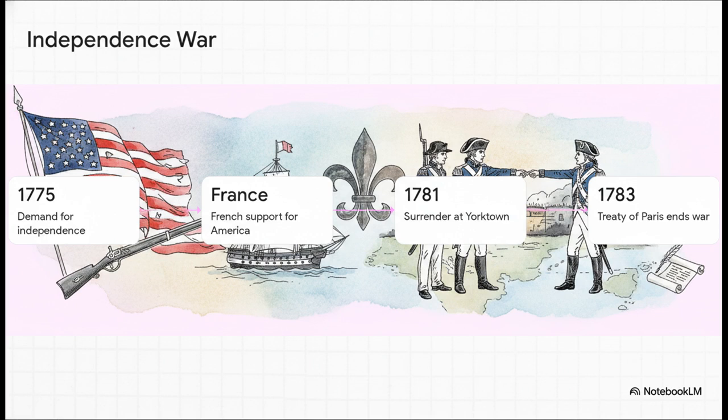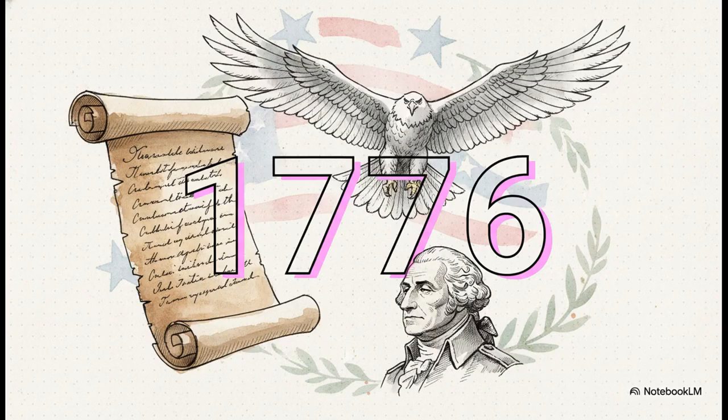Finally, in 1783, the Treaty of Paris made the end of the war official. But the real culmination of this era happened in 1776. On July 4th, the Declaration of Independence was officially adopted. Interestingly, it was Thomas Paine who suggested the now iconic name, the United States of America.